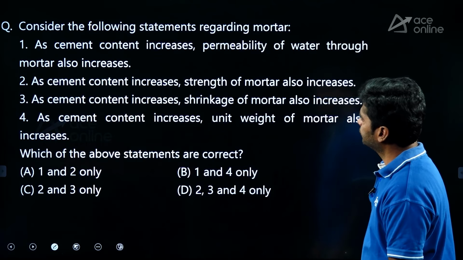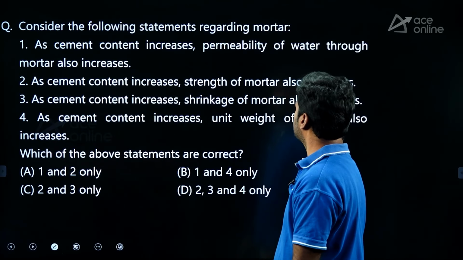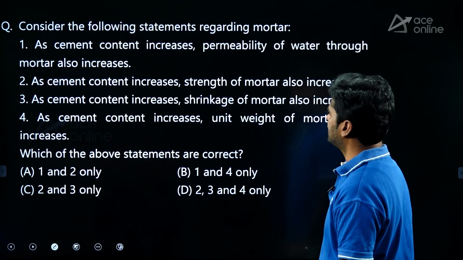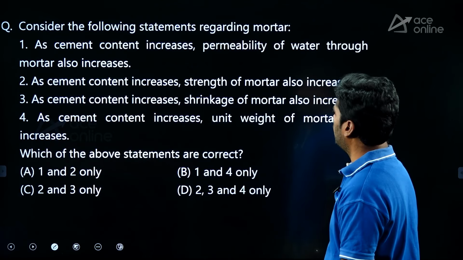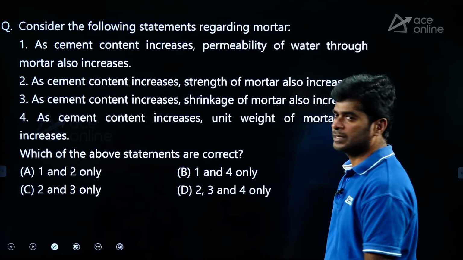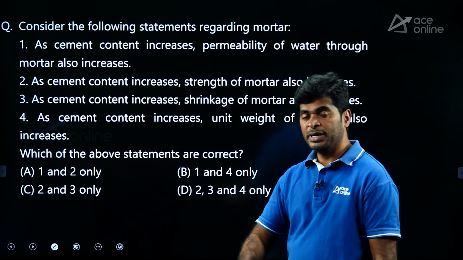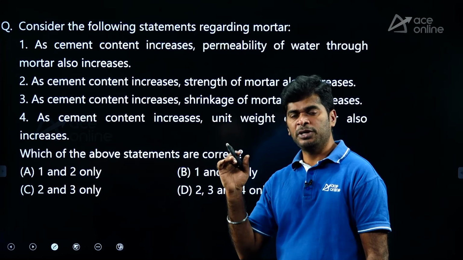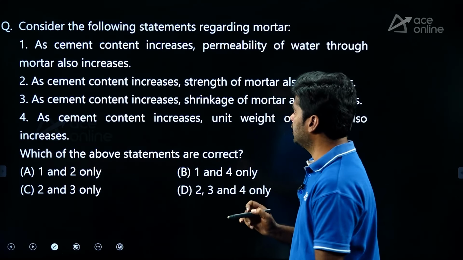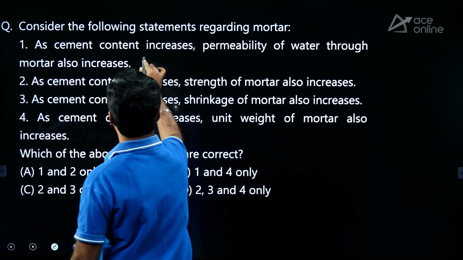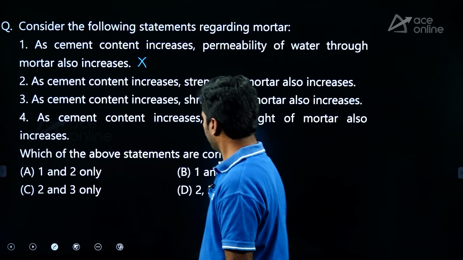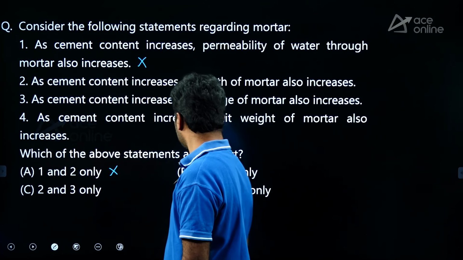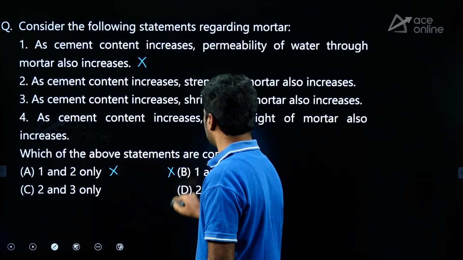Next question. Consider the following statements regarding mortar. Statement 1: As cement content increases, permeability of water through mortar also increases. No. As cement content increases, permeability decreases. Statement 1 is false. Now, you can observe statement 1 is false.